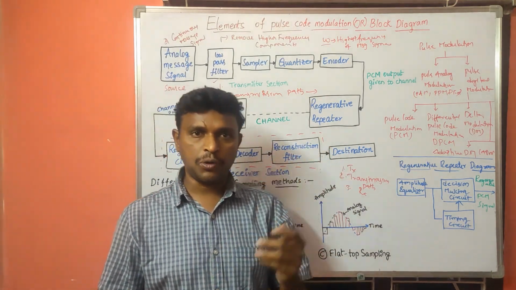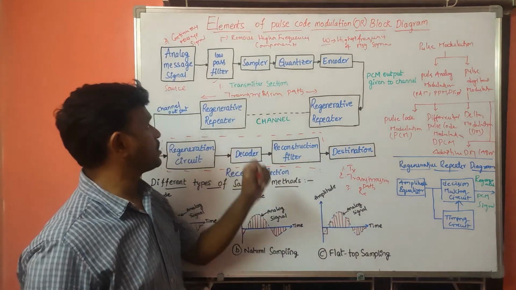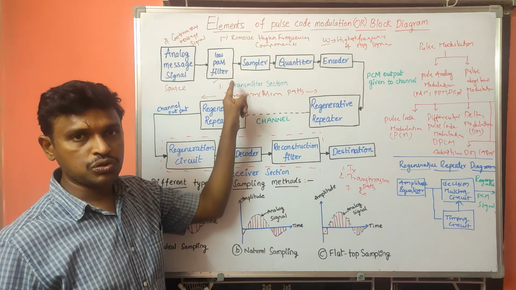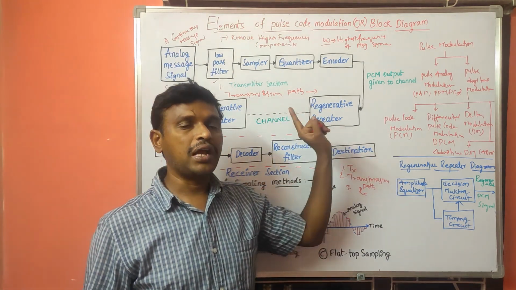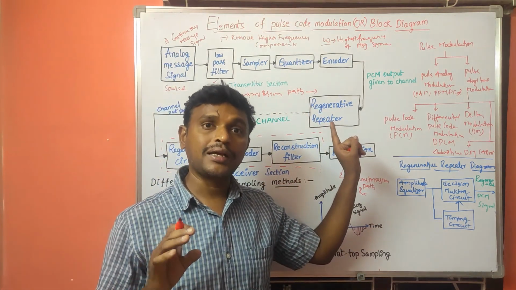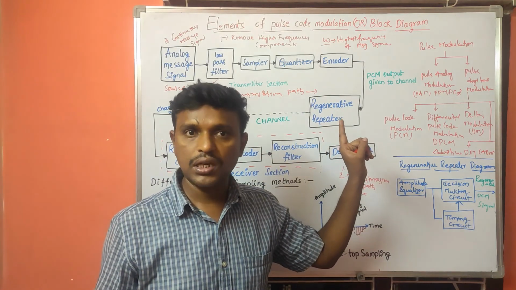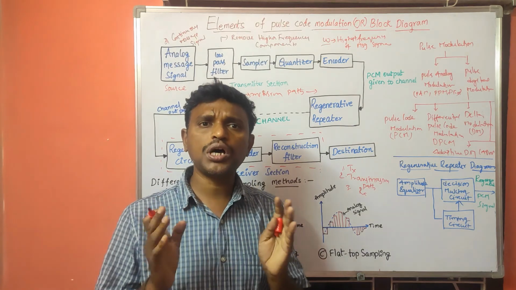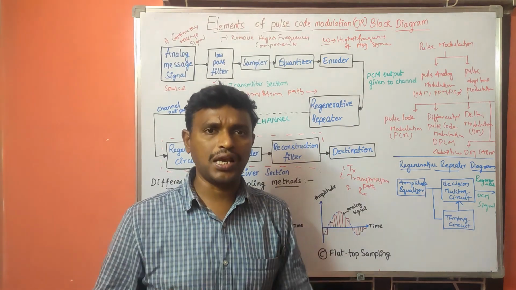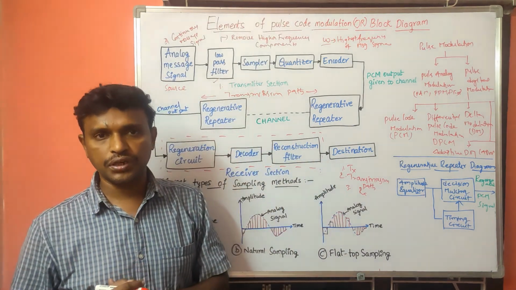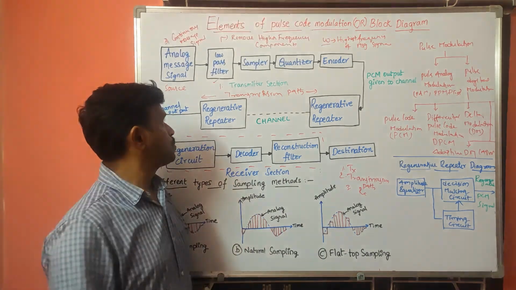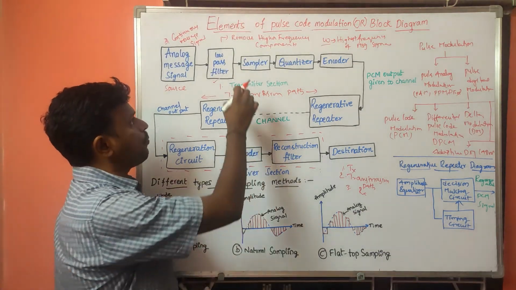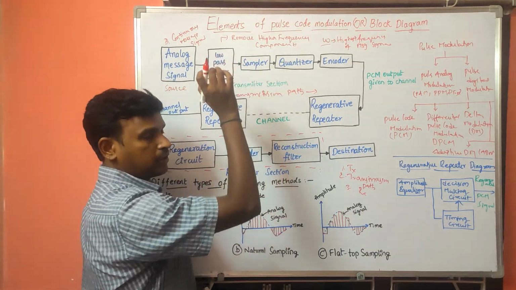In the sampling process, the significance of this low pass filter is that it will filter out the very high frequency components that are greater than the highest frequency of the message signal. Due to this we can reduce the aliasing effect, or the overlapping of the different signals. So that is the significance of low pass filter. Then that low pass filter output is given to the sampler.